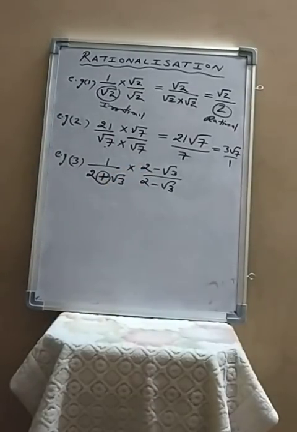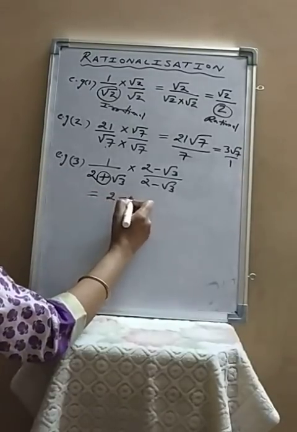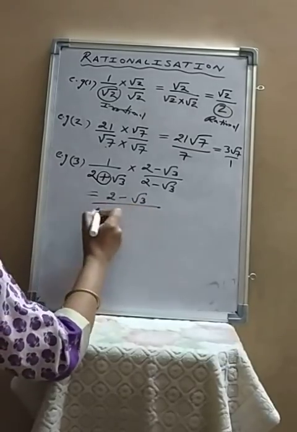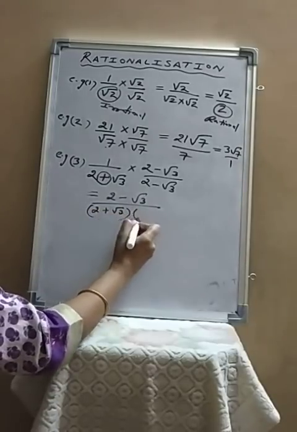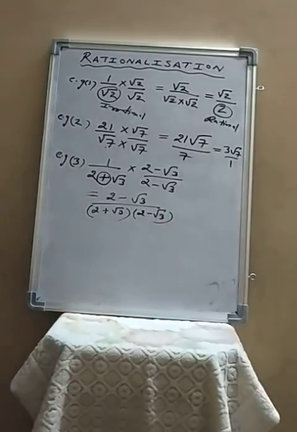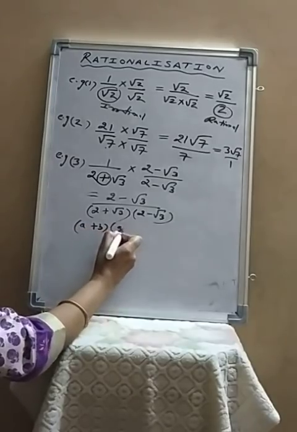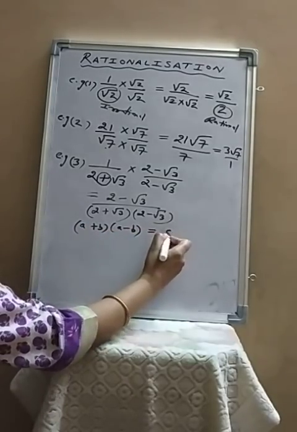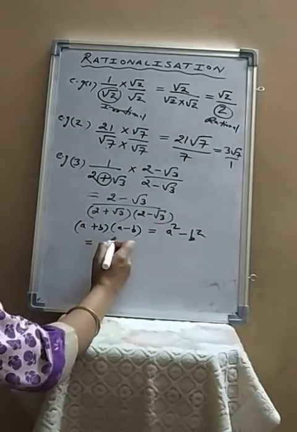Let us multiply it now. The numerator is 2 minus root 3 and the denominator is 2 plus root 3 multiplied by 2 minus root 3. In the denominator you can see that it's an identity. I can use this identity that a plus b into a minus b is a square minus b square. So let us use this identity in the denominator.